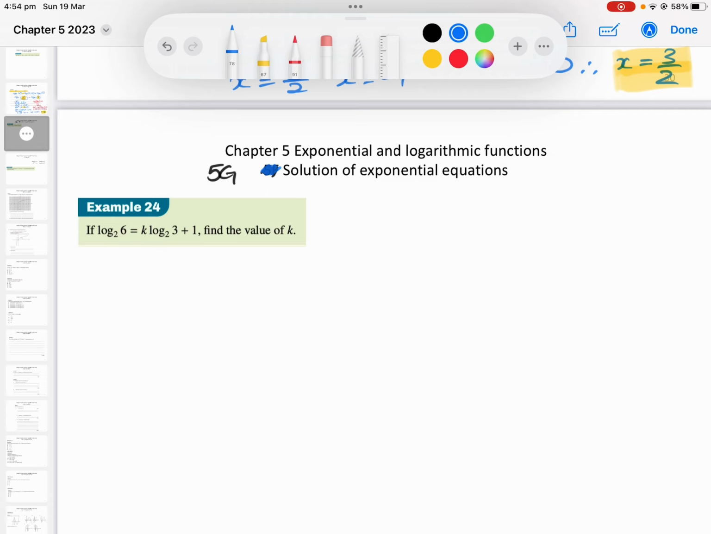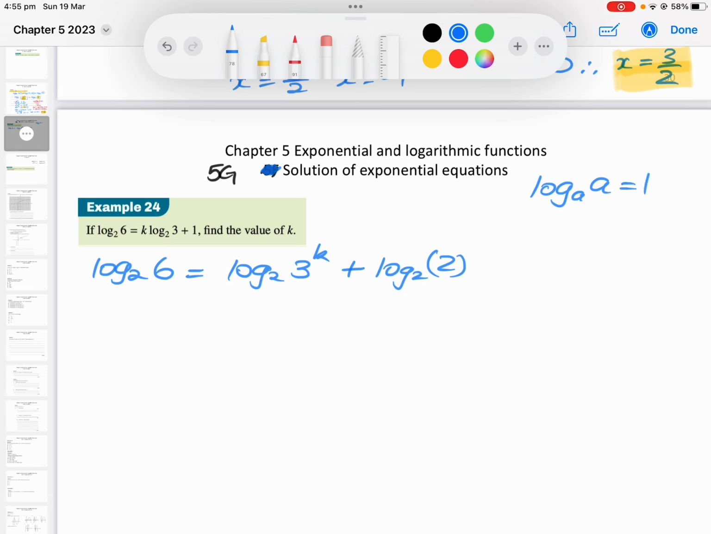So what have we got? If log base 2 of 6 is equal to whatever. All right, let's use something with our log laws. Let's say log 2, yep. And I'm going to write 3 to the power of k plus, and instead of writing 1, I'm going to write log 2, because 2 to the power of 1 is 2, and we know that log base anything of itself is equal to 1. So now everything's a log base 2. So log base 2 of 6, and I'll put these together because we know when we add, we multiply.